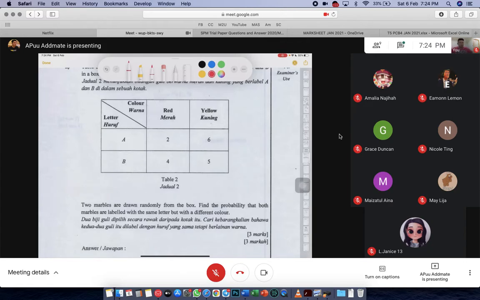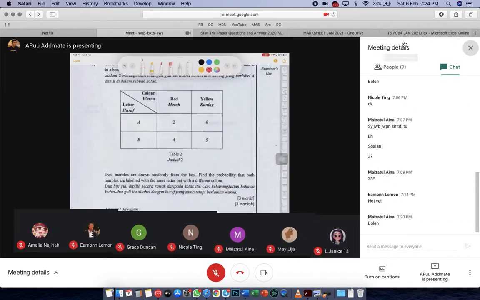Modern maths pun ada soalan macam ni, tapi dia keluar dalam paper 1 lah. Kalau modern maths dia keluar soalan ni, dia keluar dalam paper 1, alright? But this year, I'm not sure lah. Cuma kita harap dia tak keluar dalam paper 2 lah kalau soalan macam ni.